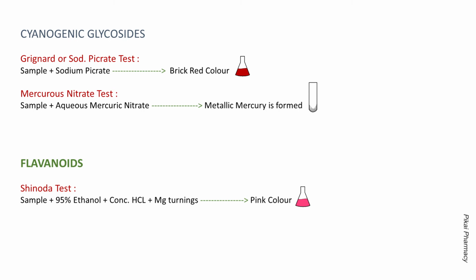Lastly, in this video, we will discuss a little bit about the chemical test of flavonoids. Now under the flavonoid, we will discuss only one test, that is Shinoda test. Now in Shinoda test, 95% ethanol, concentrated hydrochloric acid and magnesium turnings are added to the sample. Now if there is presence of any flavonoid in the sample, then it will produce a pink color.